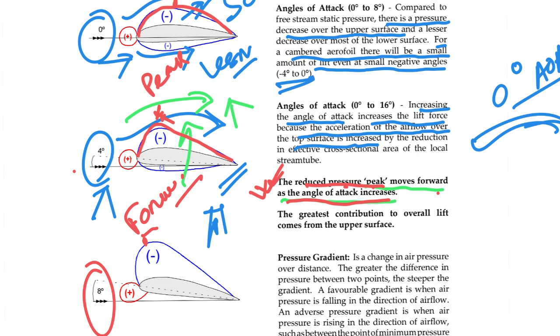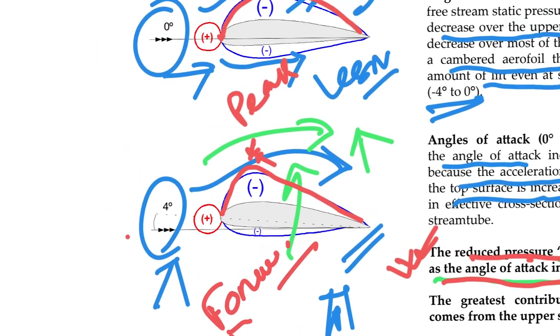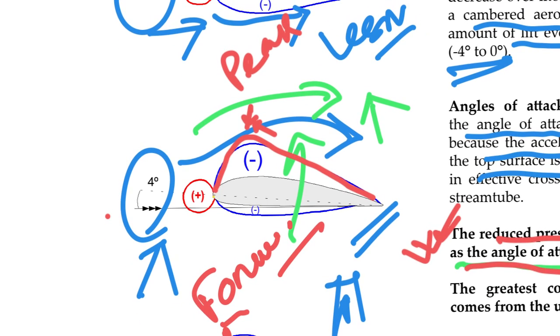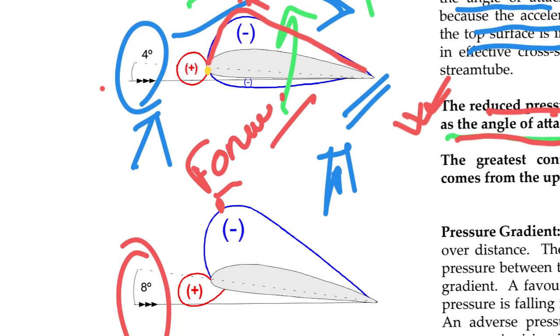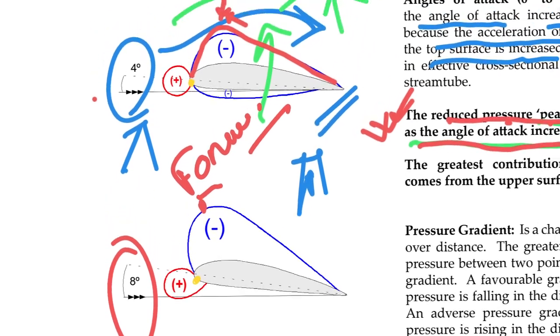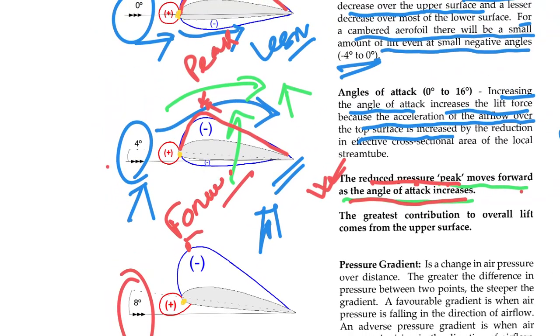Also, to understand that your stagnation point, earlier your stagnation point was here. Look at this diagram. Let me draw it with yellow. Earlier your stagnation point was here. As your angle of attack is increasing, now your stagnation point is coming below, little bit below the wing. Then when your angle of attack is more increased, your stagnation point is coming more below the wing, and you see this red area, this stagnation area is slowly going down.